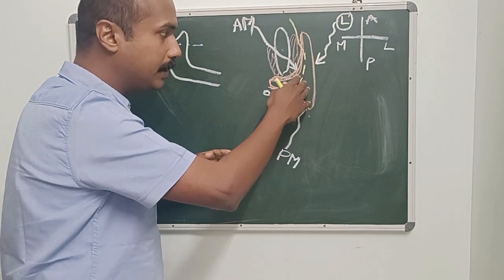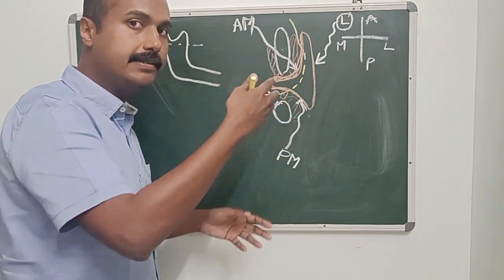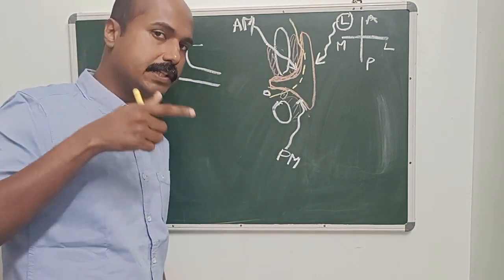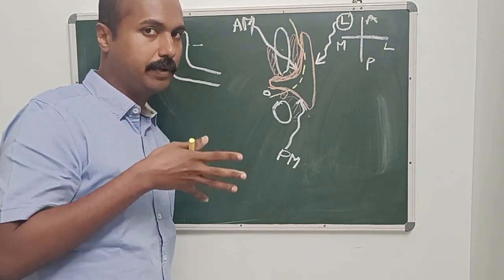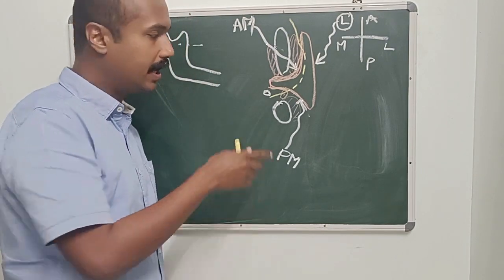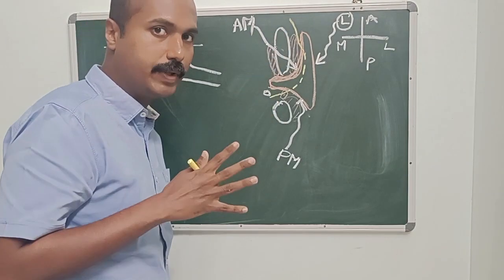Any surgery over the parotid, any lesions in the parotid, there is a risk of the facial nerve being injured because the facial nerve is going through the substance of the parotid. So this relation is very important. How it enters and how it leaves are also very important.